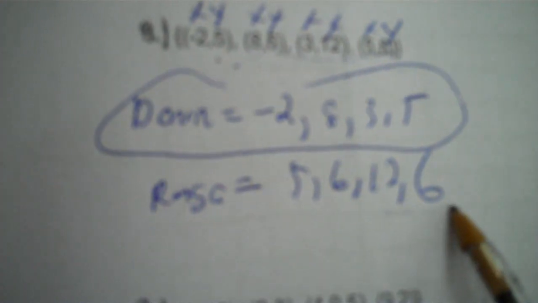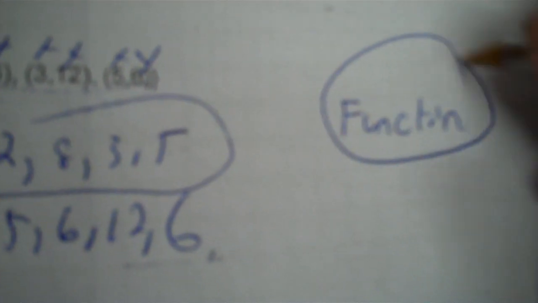And range. So for the domain, and these are discrete points, you have negative 2, 8, 3, 5, and then 5, 6, 12, 6. Now circle the domain. You don't really care about the range. Do you have repeats in the domain, or are they all different numbers? Negative 2, 8, 3, 5. Okay, they're all different. So we have a function. I don't care if the range repeats. So function's all about the domain.